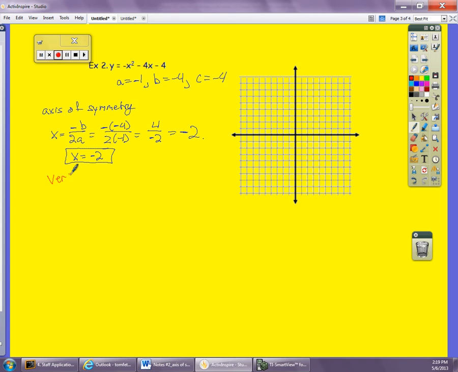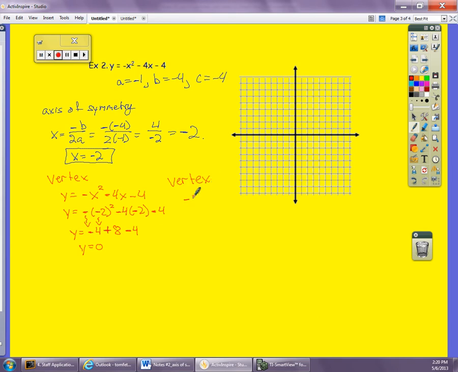So to find the vertex, we take our equation, which is y equals negative x squared minus 4x minus 4, and we plug in negative 2. So we get y equals negative 2 squared minus 4 times negative 2 minus 4. So this is going to give us negative 2 squared is 4, so it's going to be negative 4, because this negative is going to be right there. And negative 2 squared is positive 4. Negative 4 times negative 2 plus 8 minus 4, and then negative 4 plus 8 minus 4, we get y equals 0.